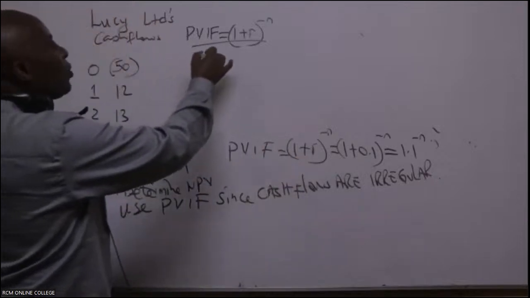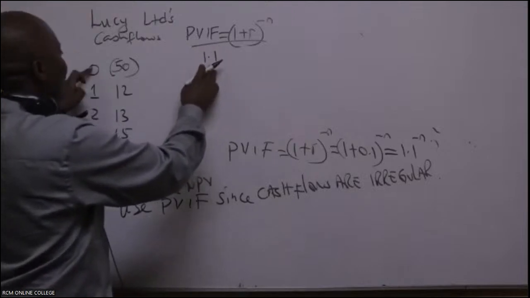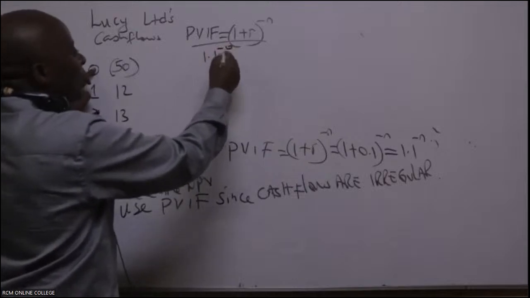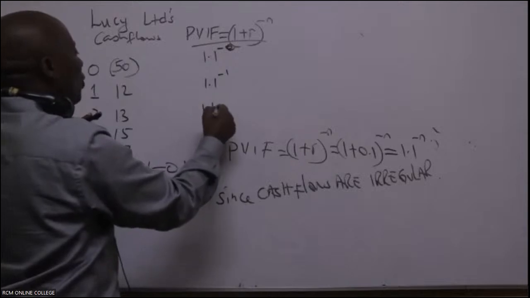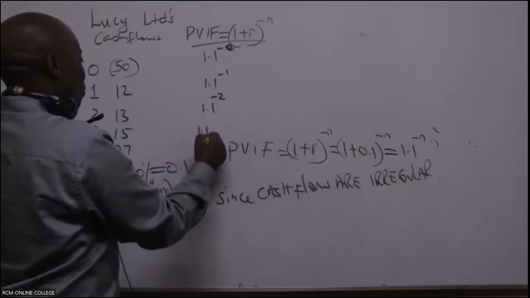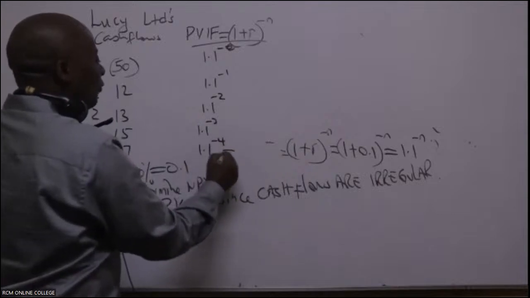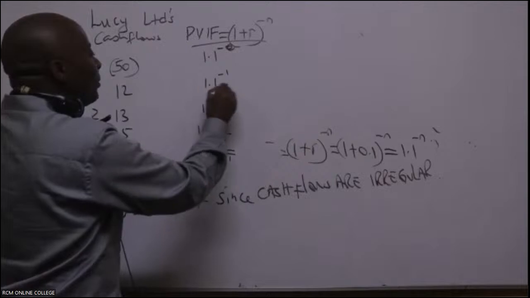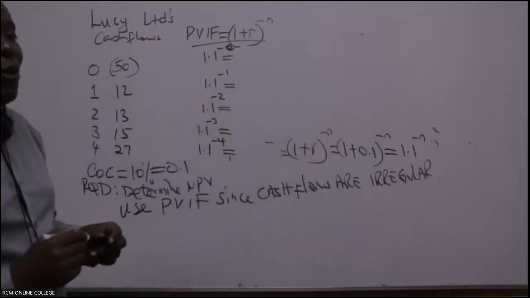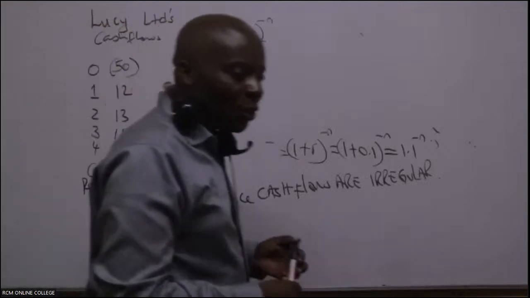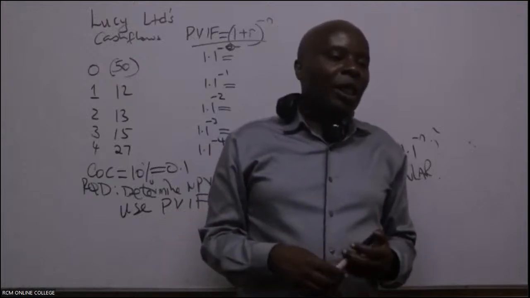Here, n is normally the time period. So when I talk of 1.1 here, the time period is 0, so 1.1 raised to 0. Here I will talk of 1.1 raised to negative 1, 1.1 raised to negative 2, 1.1 raised to negative 3, and 1.1 raised to negative 4. Ladies and gentlemen, remember that PVIF is always written in 4 decimal places. So we start with the first one.